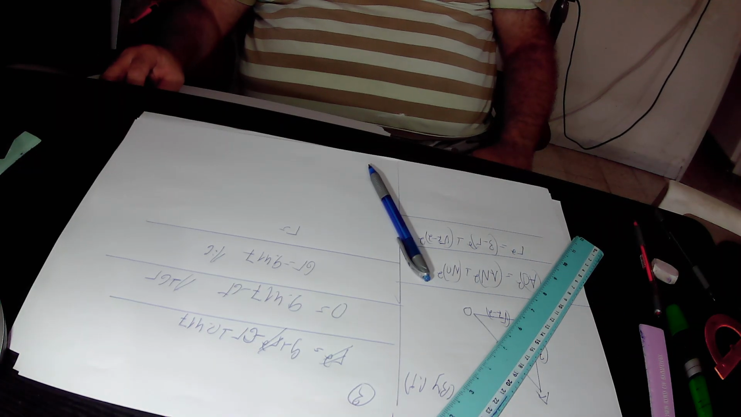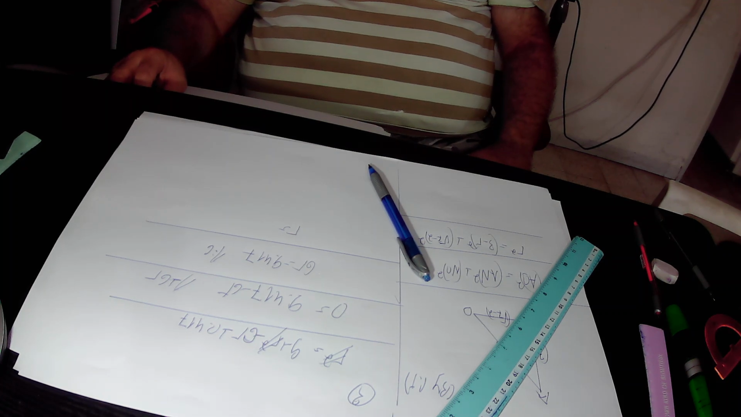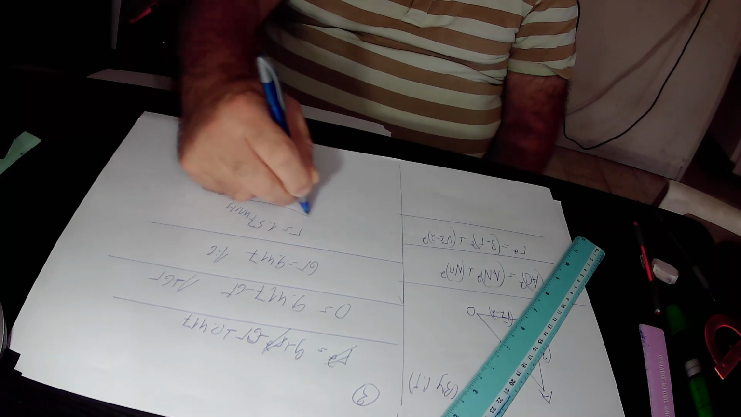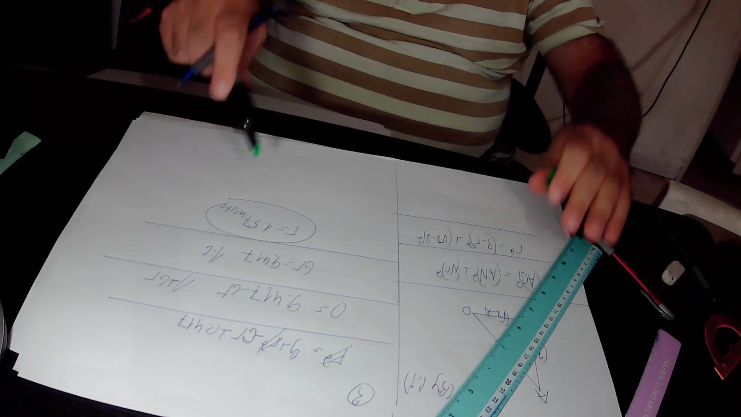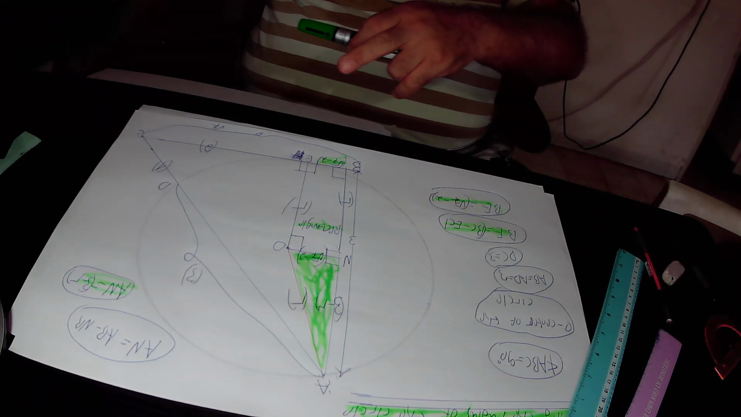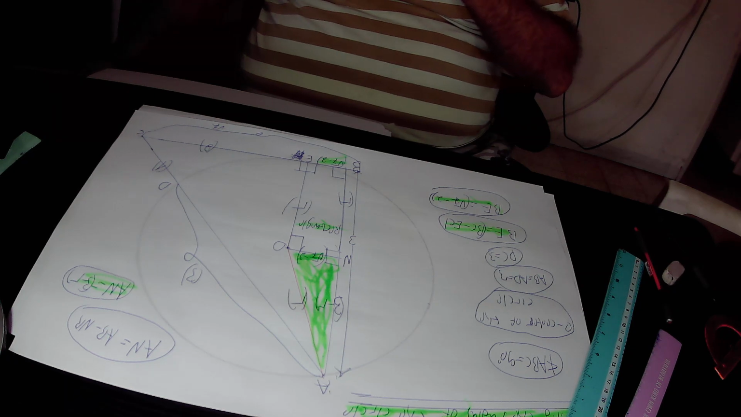9.417 over 6 is equal to 1.57 units. So we found out that the radius of this circle, that is the radius that we are looking for in this question, is equal to 1.57 units in its length. So we finish with the first question.